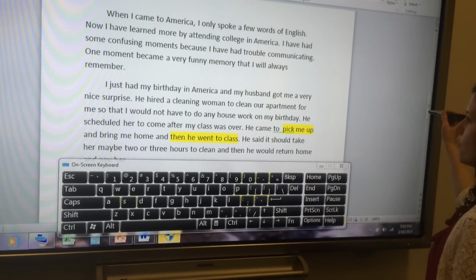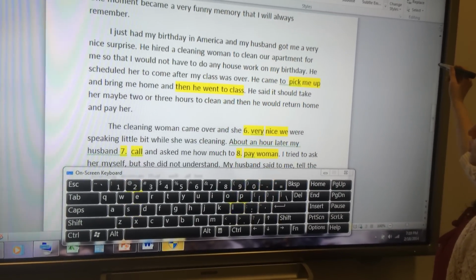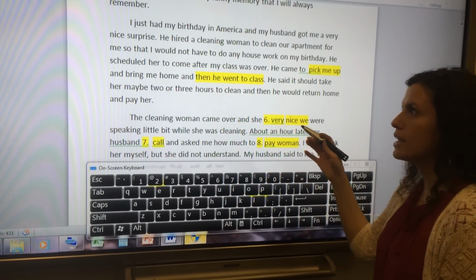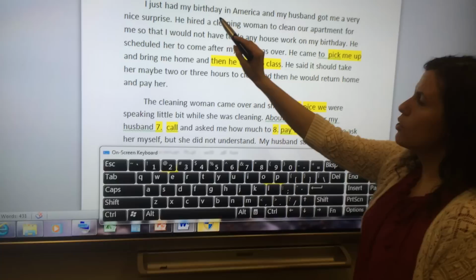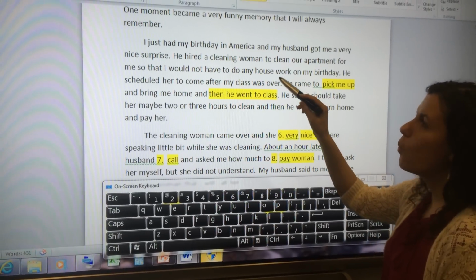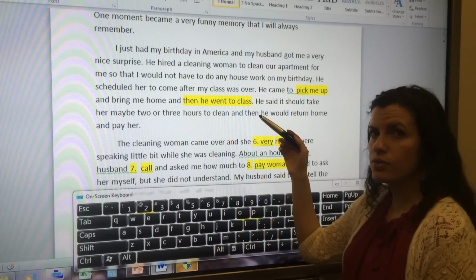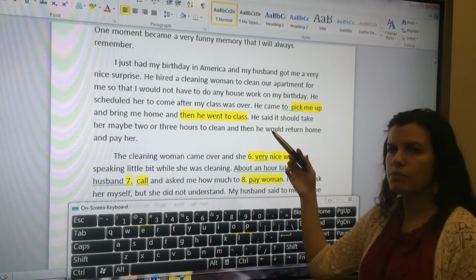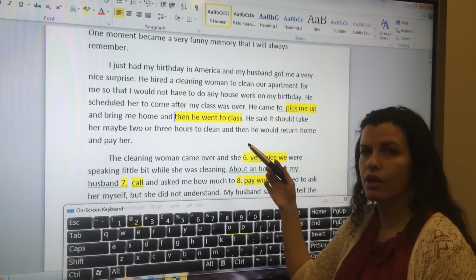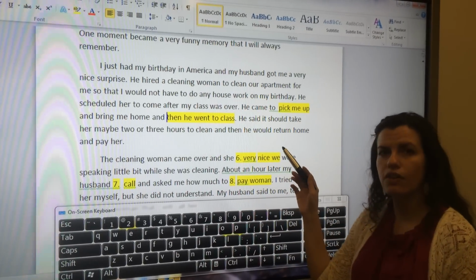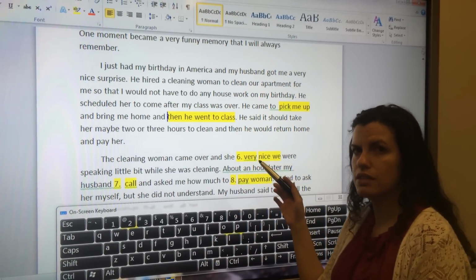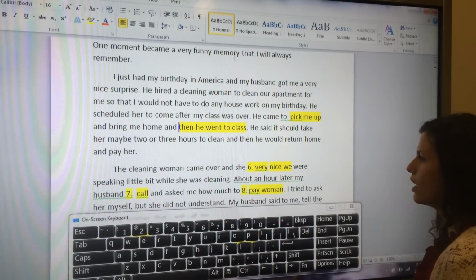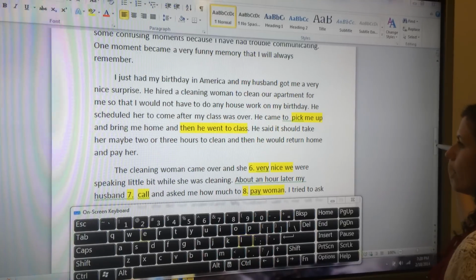So right now I have the introduction, and I have the first part of the memory. Okay, nice and clear. I understand when, it was her birthday, where in America, what the essay is about is her surprise gift that he gave her. A cleaning woman came to clean the apartment so she wouldn't do housework on her birthday. Okay, so I have all the necessary information that I need to understand the memory, that I can use to understand the thesis statement. Okay, so let's move on here to paragraph 2.